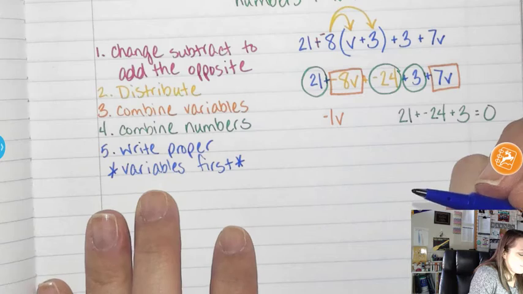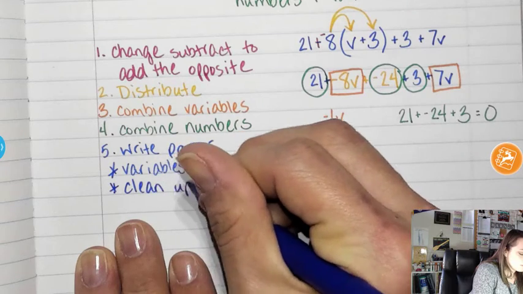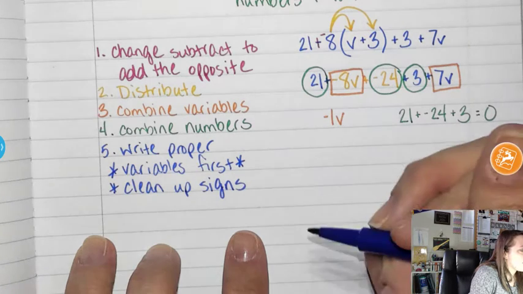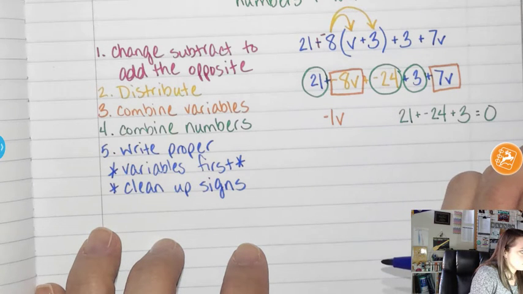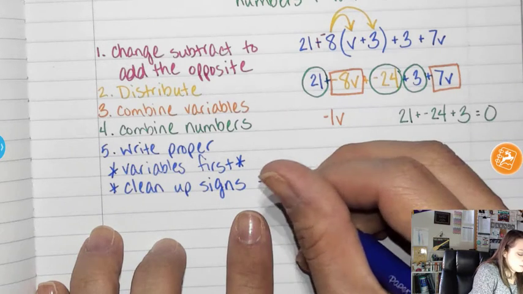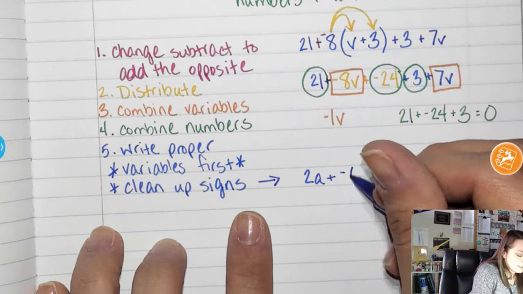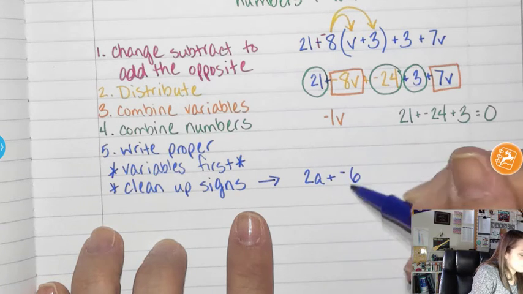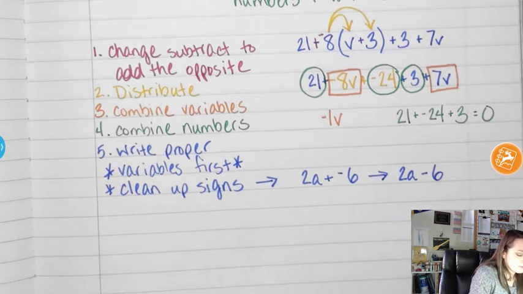And then if you're feeling up to it, I'm just going to put clean up your signs. When I say clean up signs, it's not proper in your answer to say plus a negative. You just want to say minus. So instead of saying 2a plus negative 6, this part right here, you don't want to have two signs together. You would want to change that to say 2a minus 6.